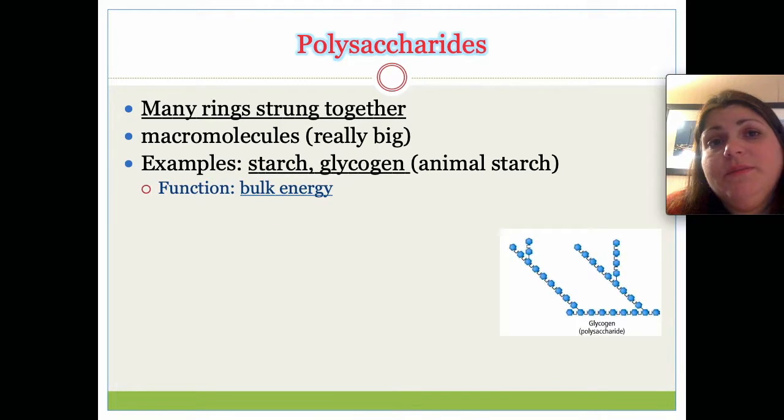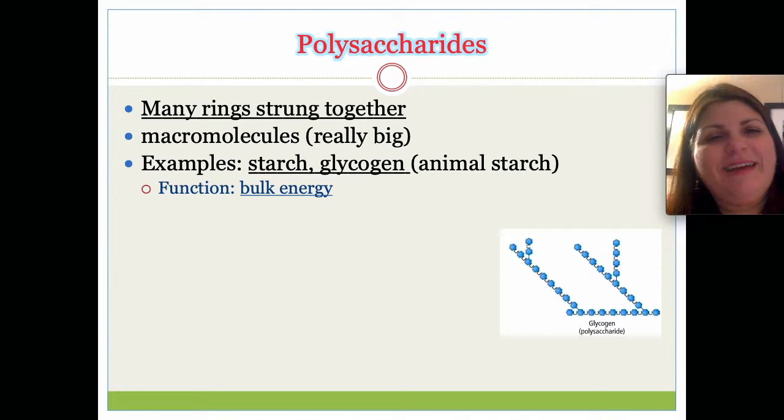A lot of you who are in sports are probably familiar with the idea of having a great big pasta meal before you exercise, the night before or the morning of. That's so that you have a lot of energy available to you when you go and do that exertion. So starch is a plant energy storage molecule. That's why it's in pasta and bread and things like that. Glycogen is how animals store energy, bulk energy.